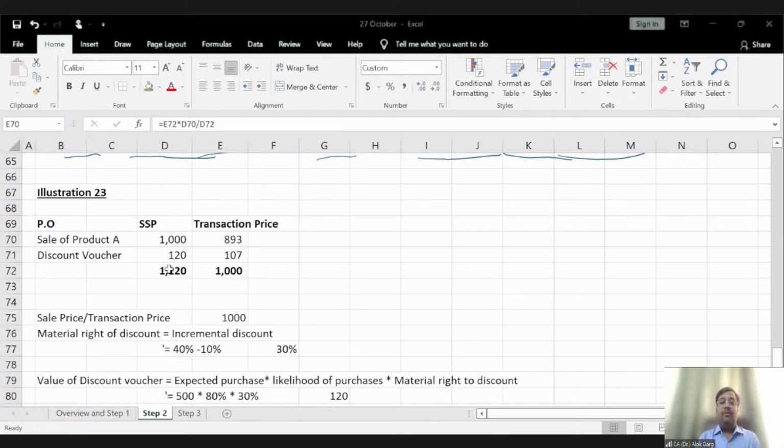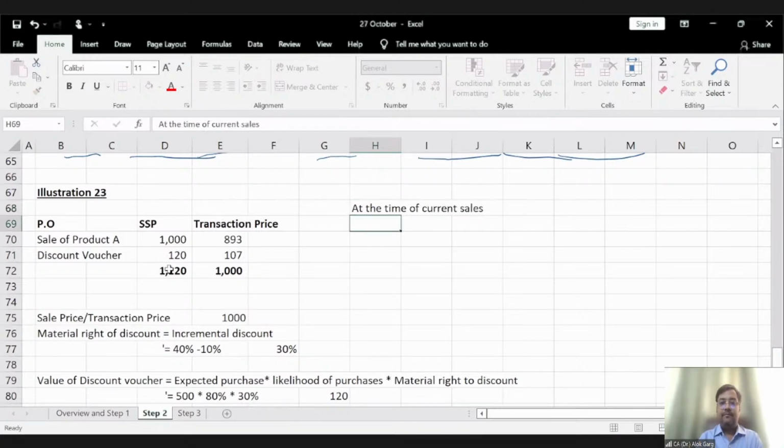Now, what will be the accounting entry? Sir, can you please suggest the accounting entry? At the time of current sales, what will be the accounting entry? Cash account debit. Because you have received the entire 1000 rupees now. Cash account debit 1000 rupees.